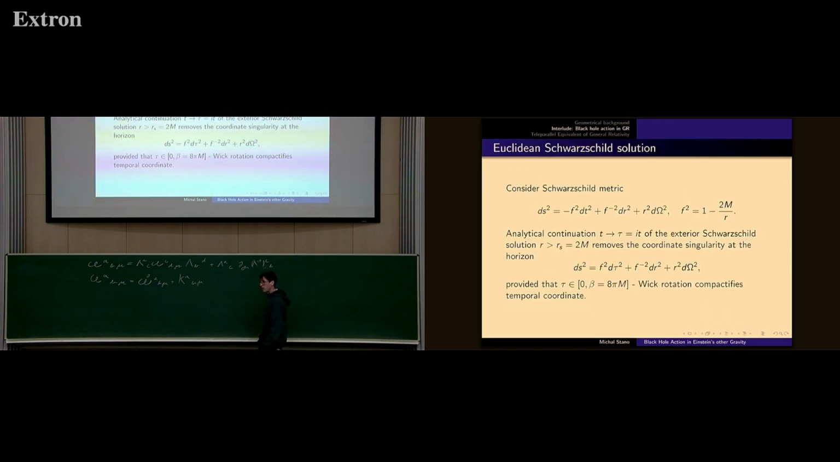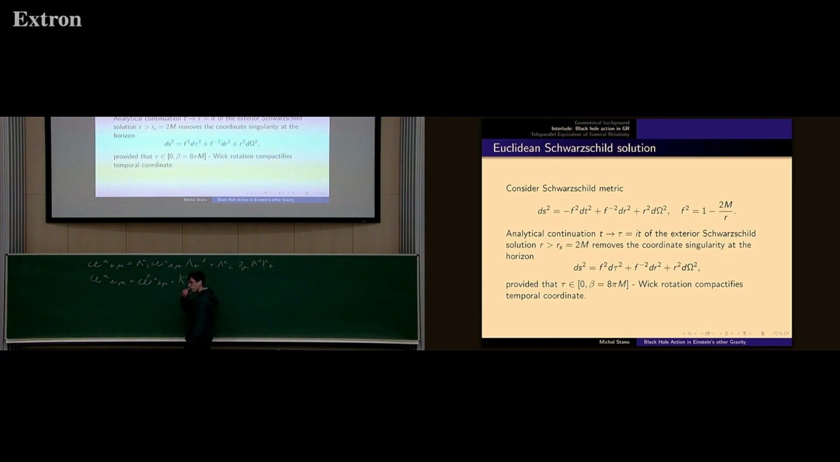Okay, so as I've been advertising, we want to evaluate Euclidean actions, and therefore we need to firstly present you with the Euclidean Schwarzschild solution. And so the standard Lorentzian Schwarzschild metric can be written like this, where we have opted to parameterize it in terms of this function f squared, unlike the usual f.